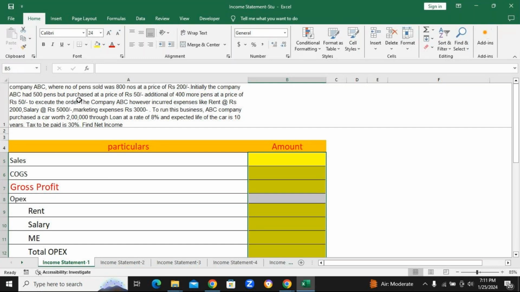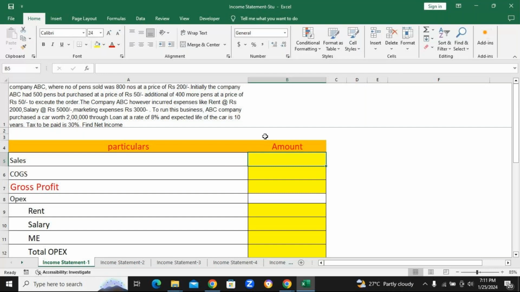The company ABC, however, incurred expenses like rent rupees 2000, salary rupees 5000, marketing expense 3000. To run this business, ABC company purchased a car worth 2 lakh rupees through a loan at a rate of 8%, and the expected life of the car is 10 years. Tax to be paid is 30%. Find the net income.